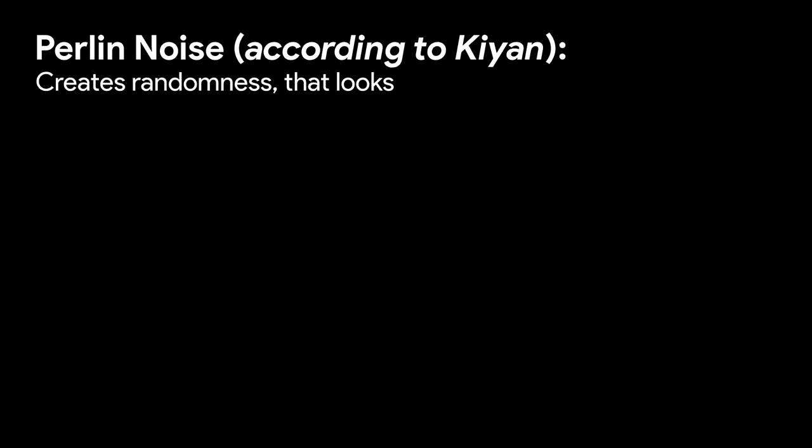I digress, you should have a vague idea of what exactly Perlin noise is now, and to summarise, Perlin noise creates randomness that looks organic and not too random. Now, it is Big Brain Coding Time!